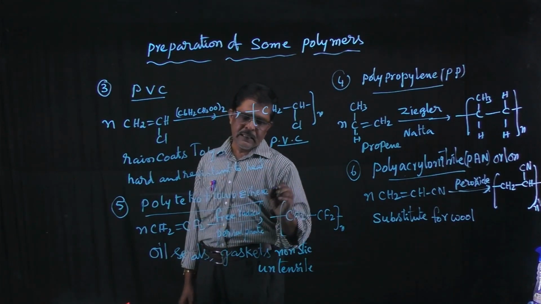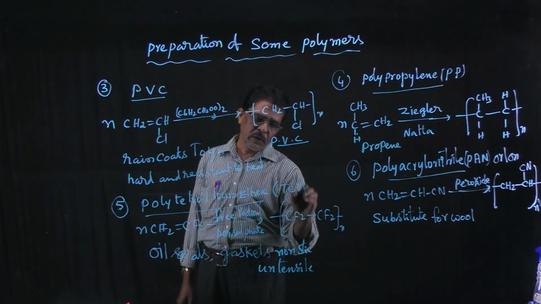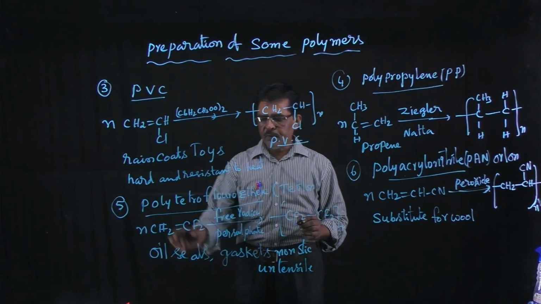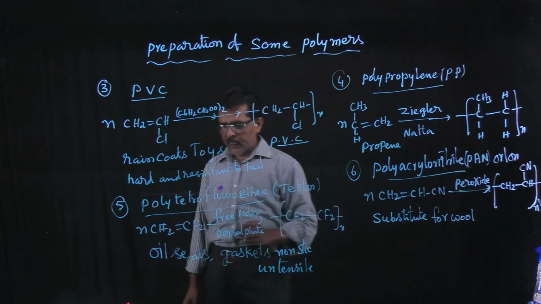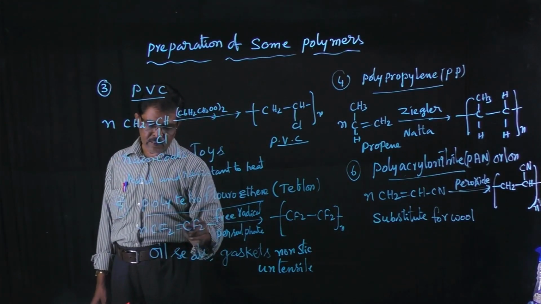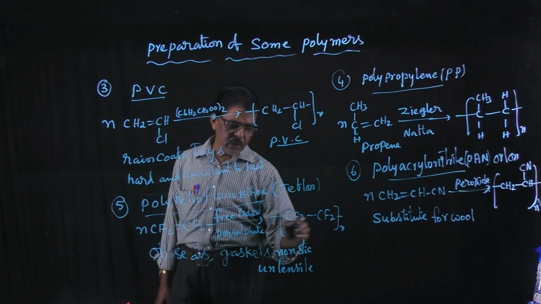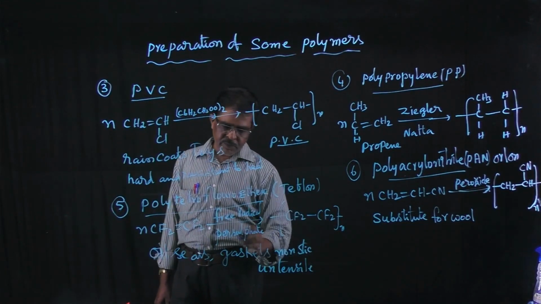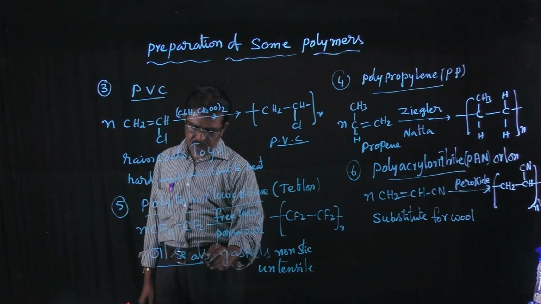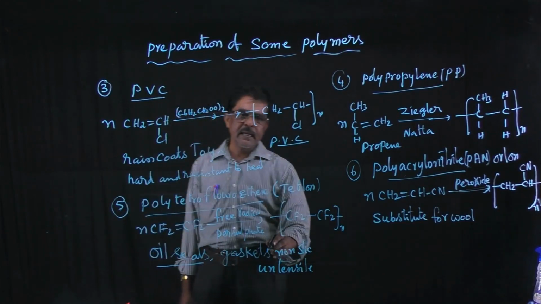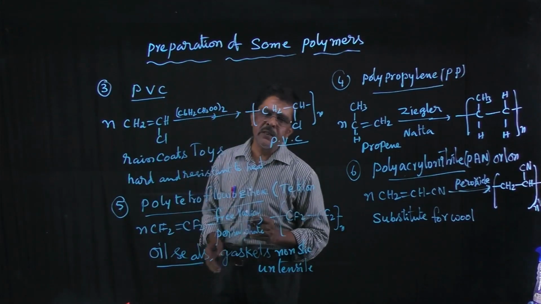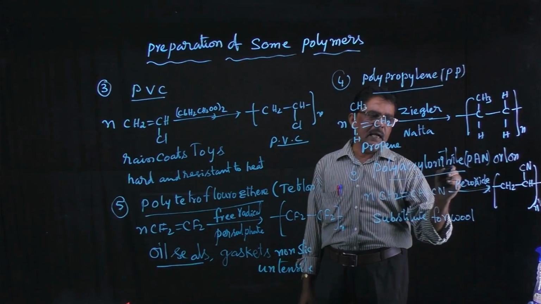Polytetrafluoroethene. This one is said to be Teflon. Teflon is the polymer of tetrafluoroethylene. Suppose I want to take this ethylene tetrafluoride. Ethylene tetrafluoride is subjected to polymerization. We will get Teflon in the presence of persulfate as the free radical. Teflon is used as oil seals, gaskets, and non-stick cooking utensils. Non-stick cooking utensil.